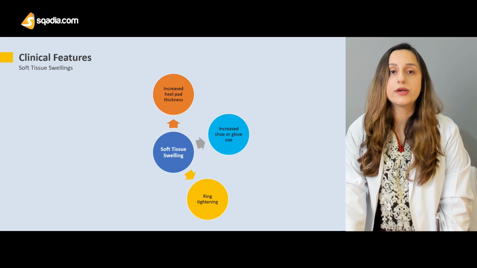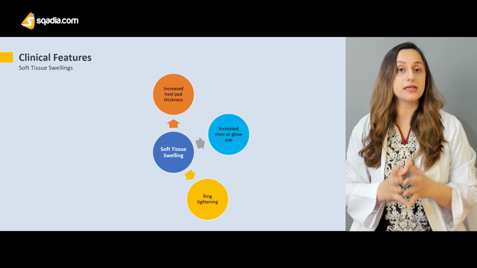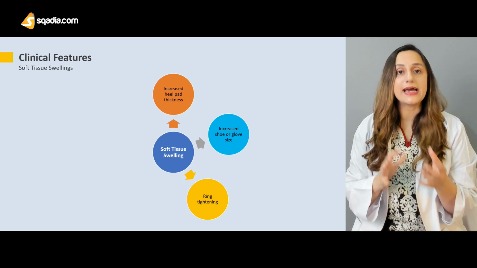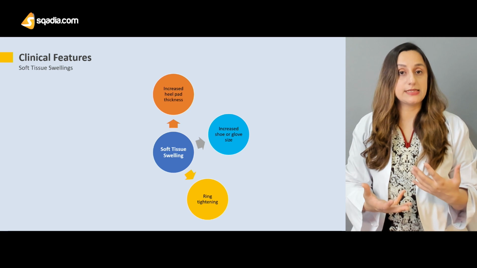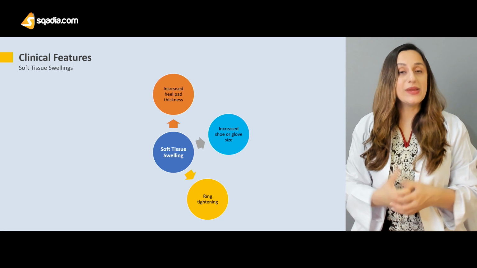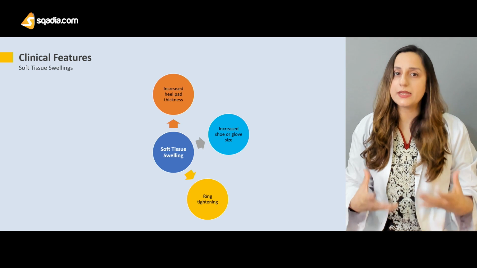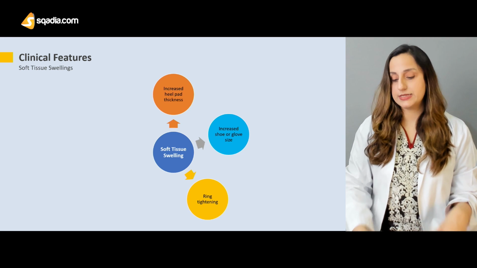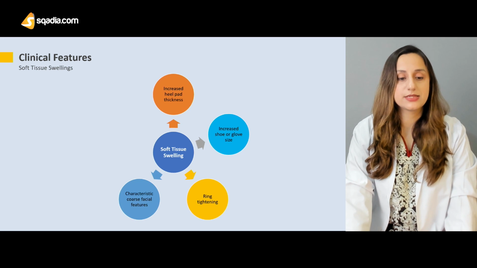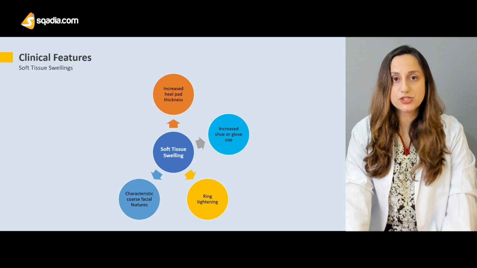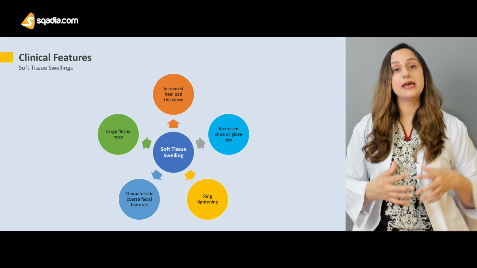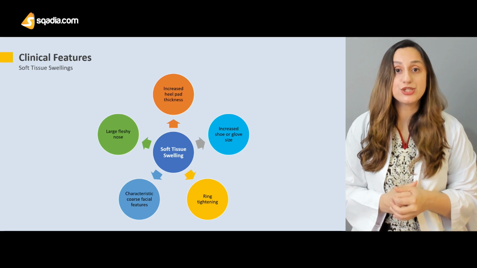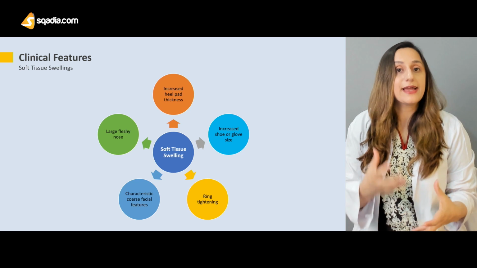Ring tightening, or it can be carpal tunnel syndrome. We have the tendons that are attached at our wrists, and whenever we have an inflammation in those tendons, it results in ring tightening and a very painful phenomenon at the wrist, which is known as carpal tunnel syndrome. Characteristic coarse facial features due to this endocrinal abnormality, large fleshy nose. So all of these features are collectively going to contribute towards the diagnostic factors.